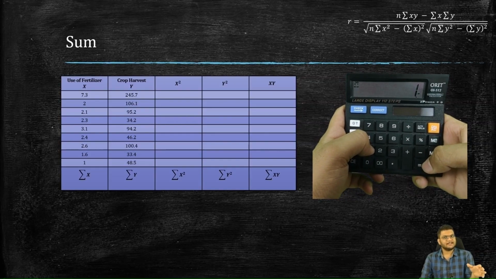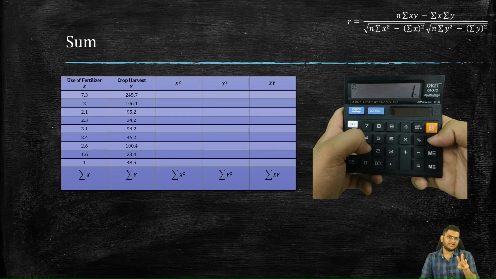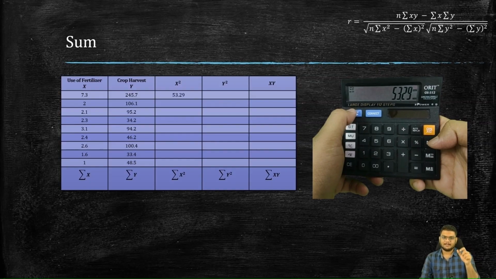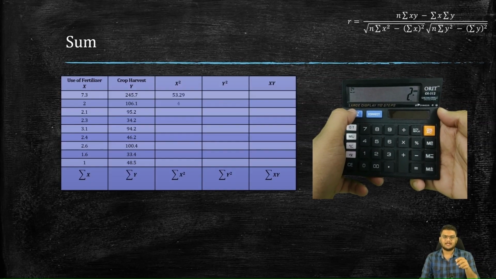Now, without pressing anything else, press the check button three times to get the individual squared value for x. Press the check button three times, and you will get 53.29.